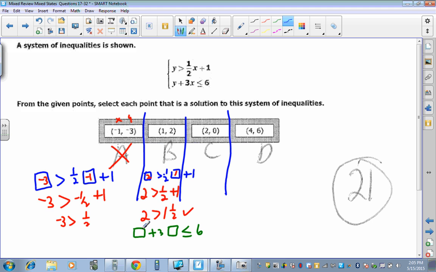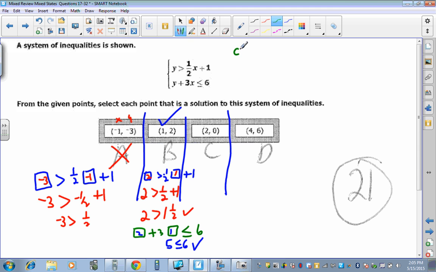Okay, so we plug in our 1 for x and our 2 for y. That gives you 5 is less than or equal to 6. That's also true. So this one is true. In this particular state, more than one thing could have been true. Let's check and see if C works.